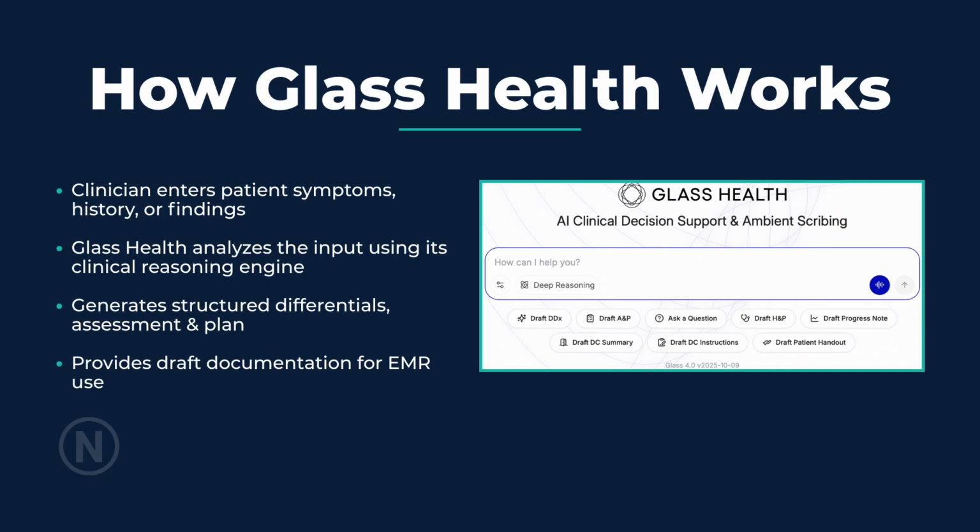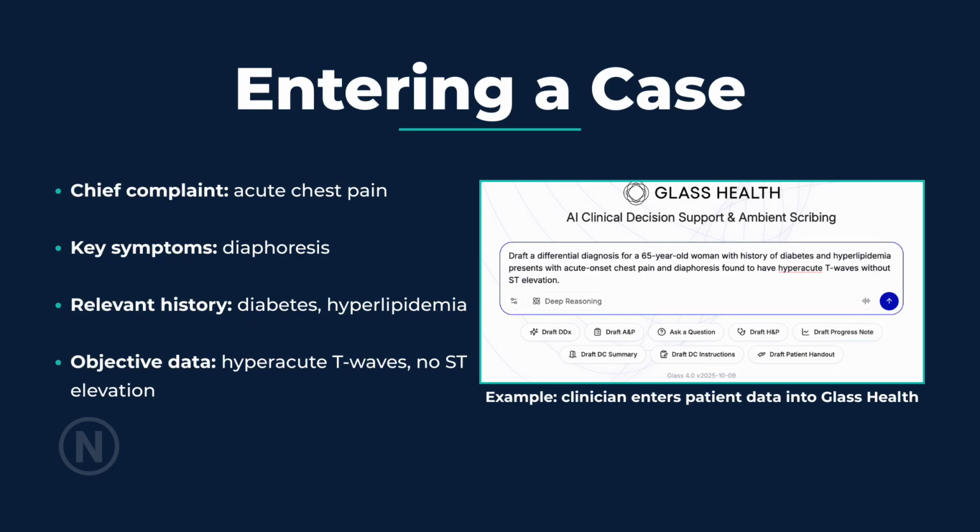Glass Health takes the symptoms, history, and findings you enter and runs them through its clinical reasoning engine. It then generates a structured differential and a draft assessment and plan, which you can review and adapt to the patient. To begin this case, we enter the key details into Glass Health. This includes acute chest pain with concerning features, associated symptoms such as diaphoresis, risk factors like diabetes and hyperlipidemia, and the ECG findings, including hyperacute T waves without ST elevation.